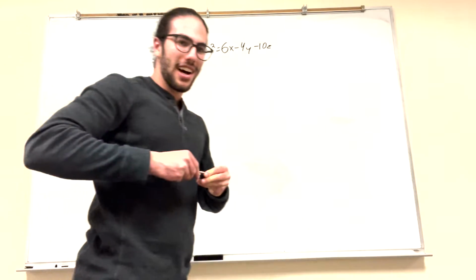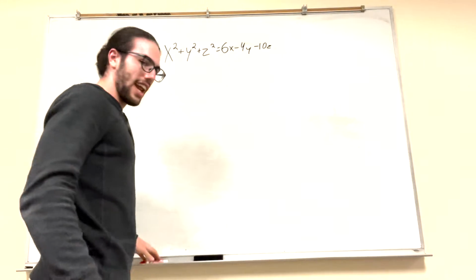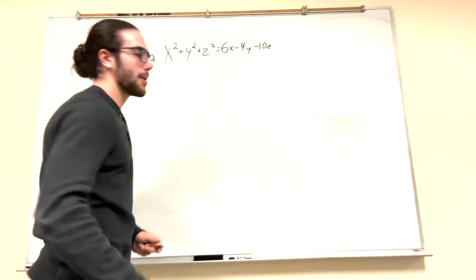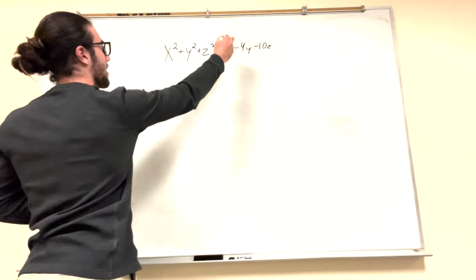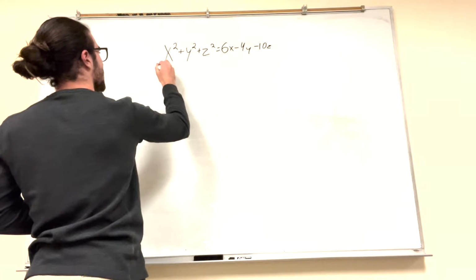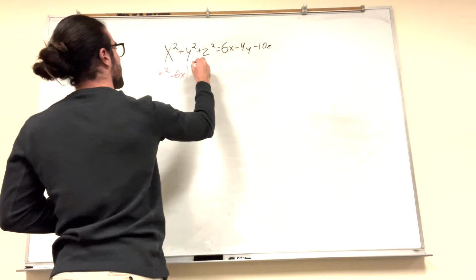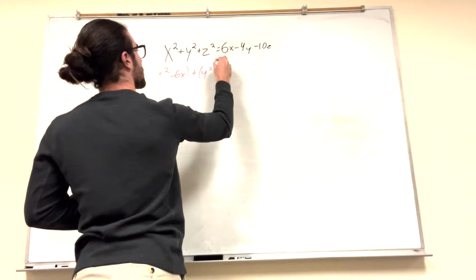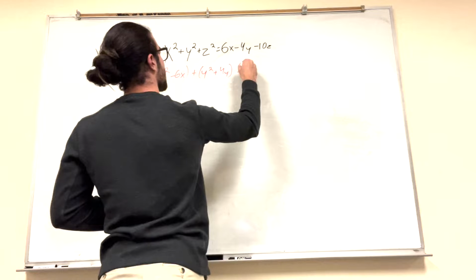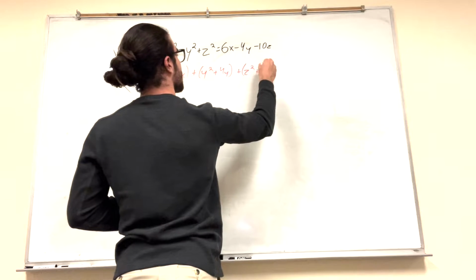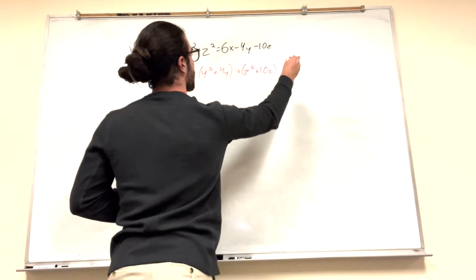This is an algebra topic that you probably covered so long ago that now that you're in Calc 3, you don't even remember, but we're going to show you how to do it. So what we're going to do is move everything to one side. So we're going to have x squared minus 6x, let's just parenthesize that, plus y squared plus 4y plus z squared plus 10z is equal to 0, right?